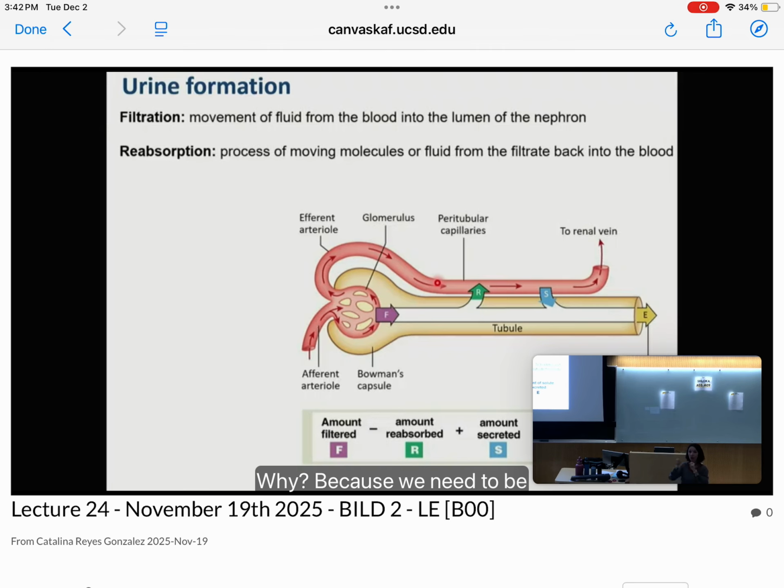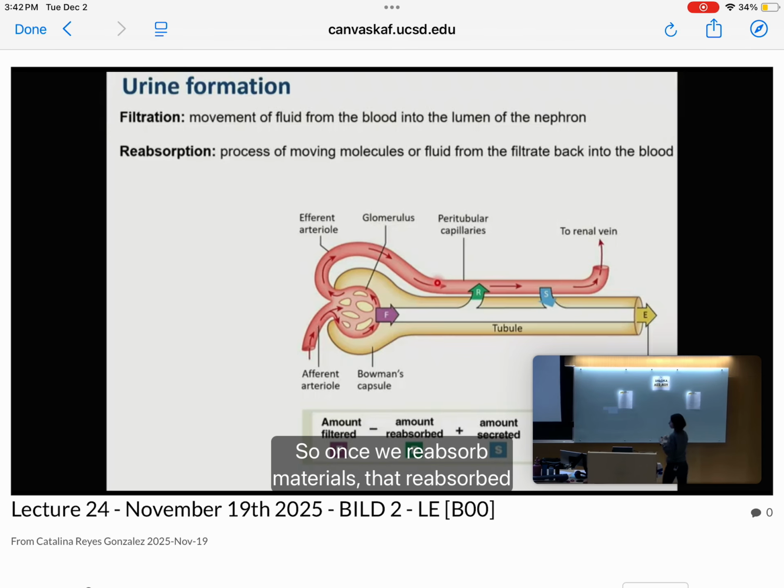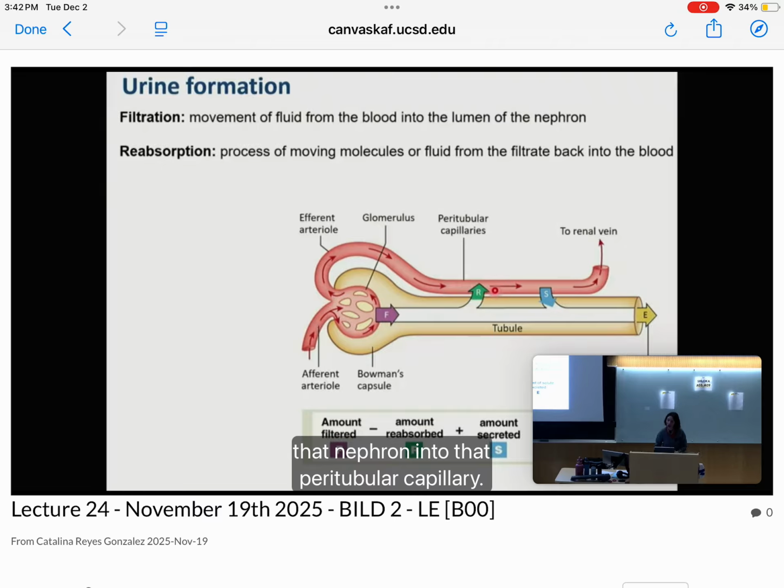You're going to have a peritubular capillary next to each segment of the nephron throughout the whole nephron. Why? Because we need to be able to exchange materials. So once we reabsorb materials, that reabsorbed material is going to move from the lumen of that nephron into that peritubular capillary. It's brought back into the circulatory system, meaning it's brought back into the body.